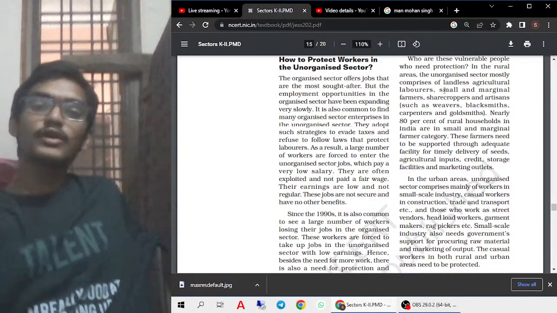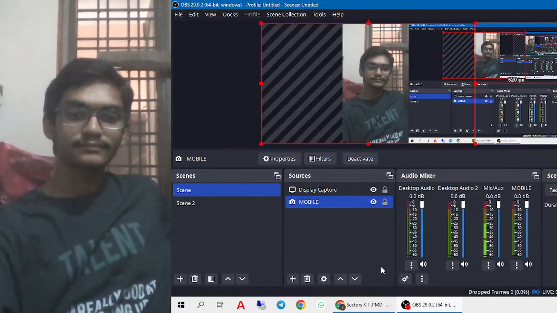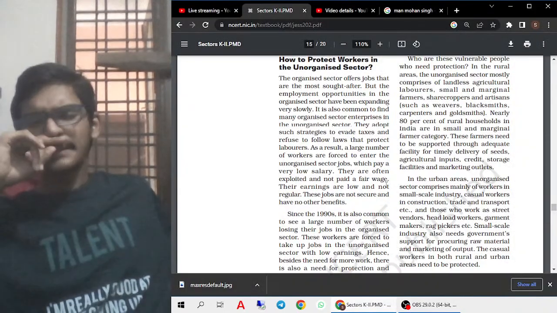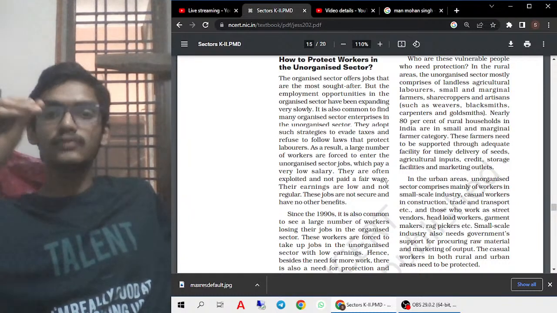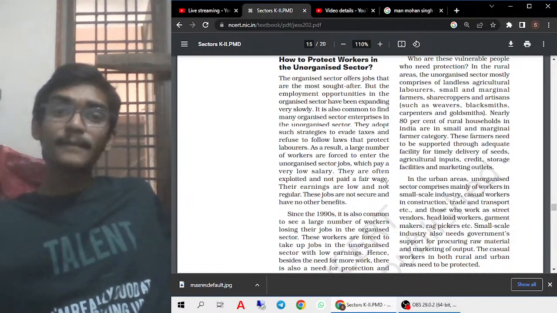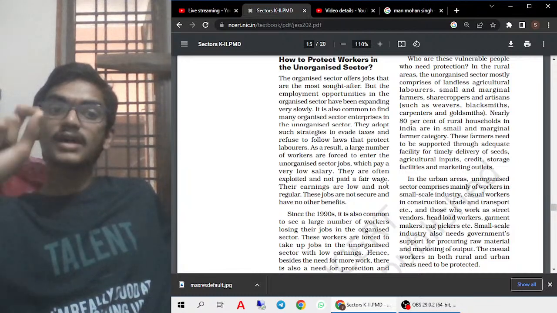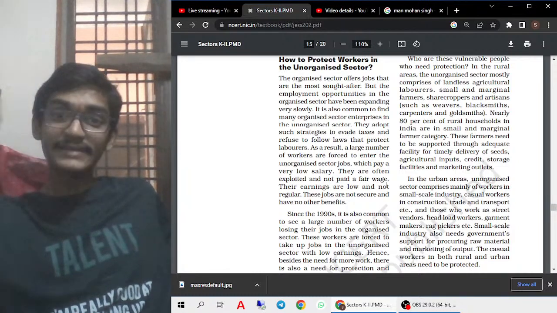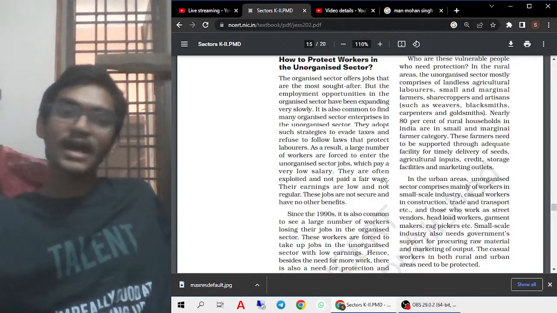One more important thing to be followed by the government is that there should be formal regulations and rules which must be followed by the unorganized sector also. All these firms and companies in the unorganized sector should be under the control of the government only. Then only we can protect the workers in the unorganized sector.